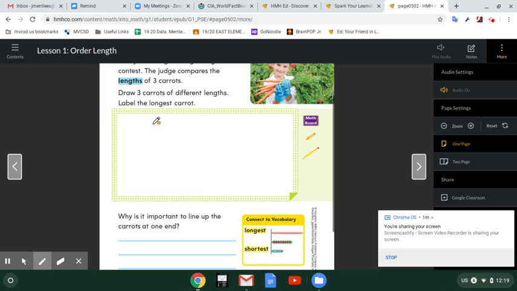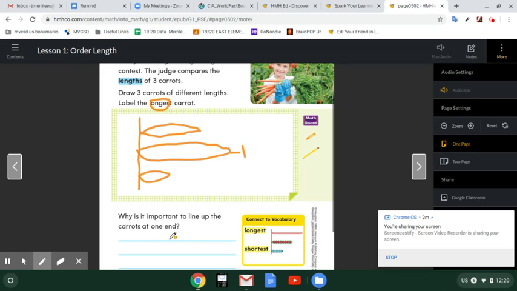The important part is that you want to line them all up. So I'm even going to draw a line for myself so that I start my carrots in all the same places. I'm not going to draw the greens on them. I'm just going to draw the carrot part. I'm going to draw 3 carrots. They're all different lengths. Doesn't matter how big they are. And then I'm going to look at them very carefully, and it says to label the longest carrot. So I know that this one is my longest carrot. So I'm going to write that word longest right down here next to that longest carrot.